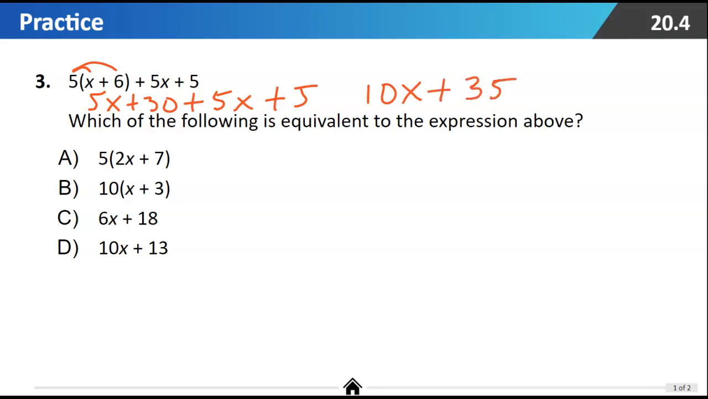However, when we start looking at our answer choices, I don't see 10x plus 35. Here I see 10x, but that's plus 30, and so it's got to be answer choice A.